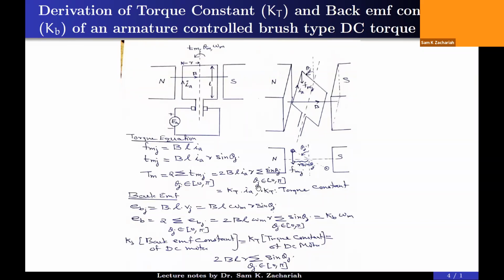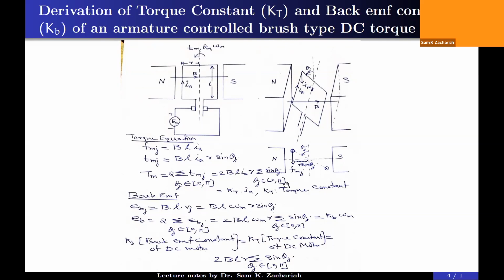Now, how many J's are there? That depends on the resolution of the coil, how close you have wound the motor coil. So you'll get KT into IA, where KT is the torque constant. A similar expression you can derive for the induced back EMF.